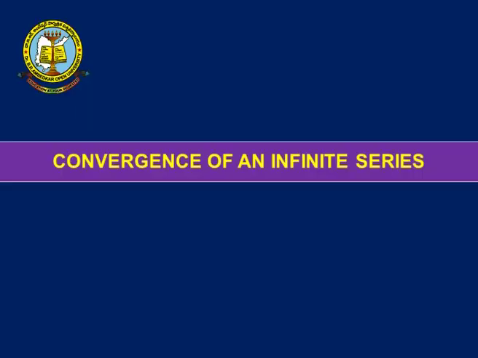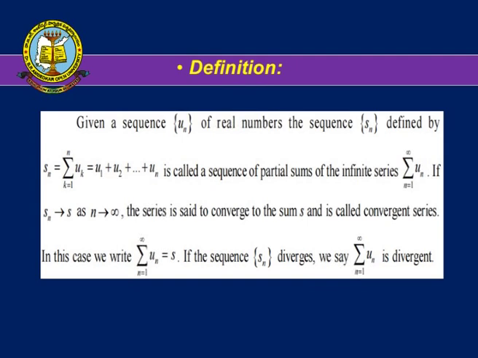Now the convergence of the infinite series. Here the sum of the sequence terms is represented as a series, sigma n equal to 1 to infinity uk equal to u1 plus u2 plus so on plus un, and the sequence of its terms is called the sequence of partial sums of the infinite series sigma n equal to 1 to infinity un. If Sn tends to s as n tends to infinity, that is, the sequence of partial sums clearly approaches some point or constant, then we decide the series is called convergent. Otherwise it is divergent.